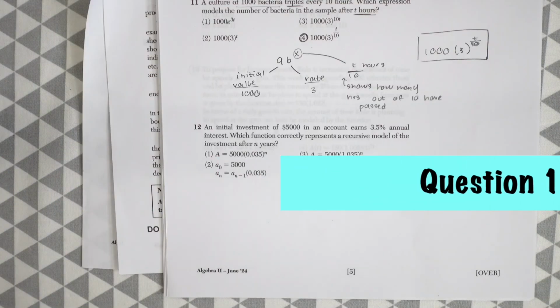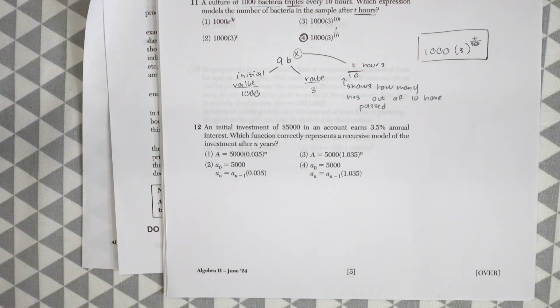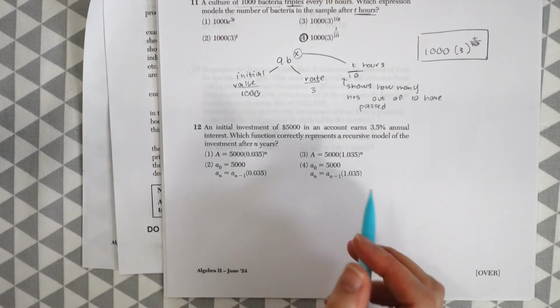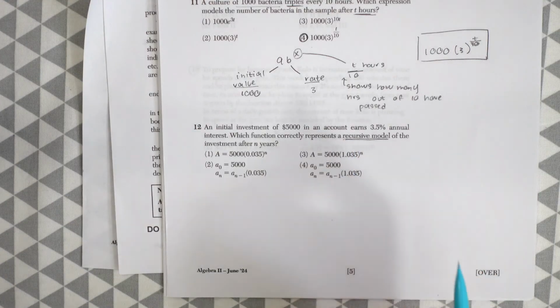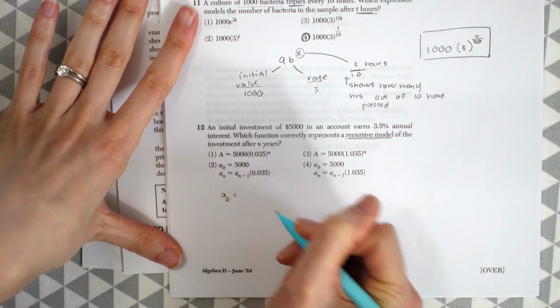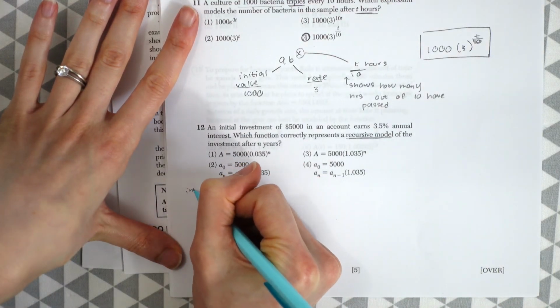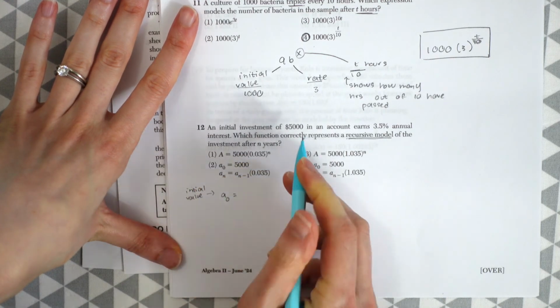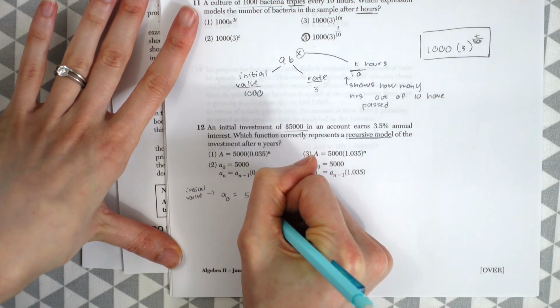Question number 12. An initial investment of $5,000 in an account earns 3.5% annual interest rate. Which function correctly represents a recursive model of the investment after n years? So recursive model. Recursives are a special way to write a sequence, and it's written in a particular notation. The recursive formulas are always written where a sub 0 is the initial value, which in this case they tell us is 5,000.